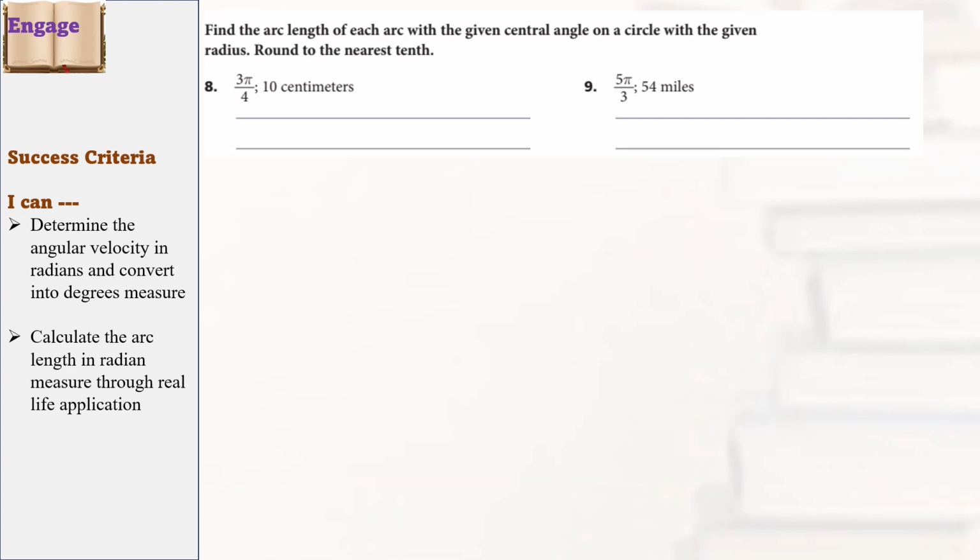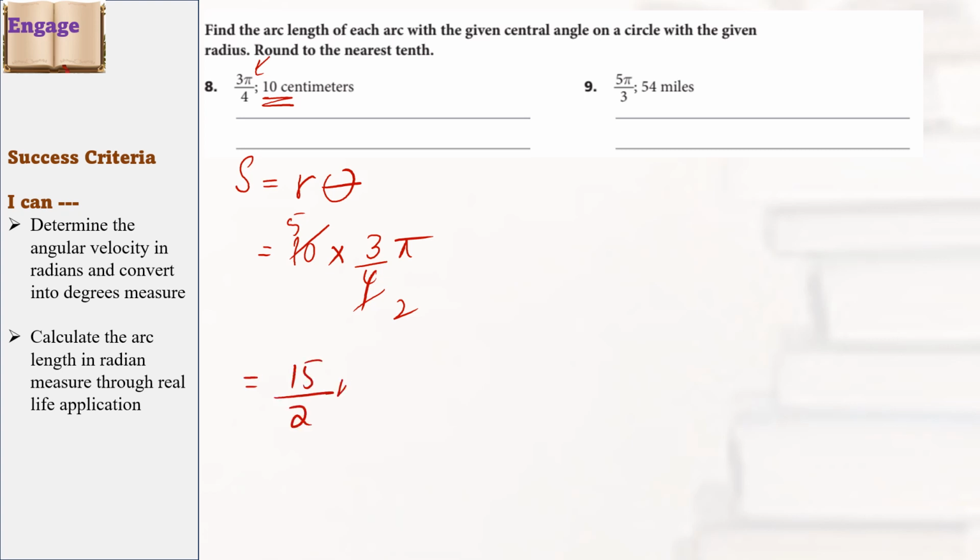Now the question is, find the arc length. It means S equals r theta, and the given measure r here is 10 centimeters. The theta is already in radians because I can see a pi. So 3 over 4 pi. So it will be 2, and here 5, 5 threes is 15. So 15 by 2 pi radians will be our answer.